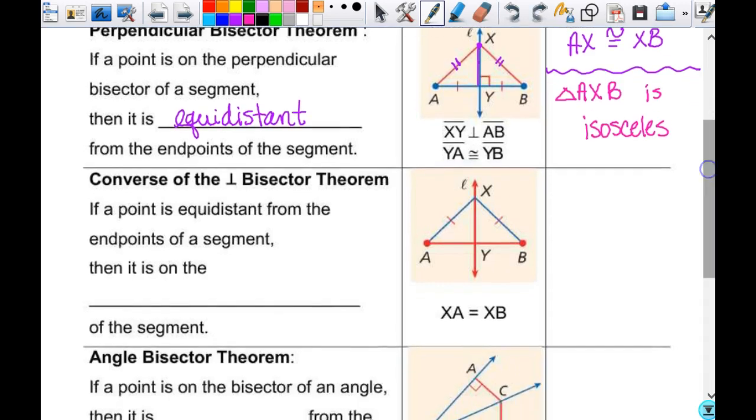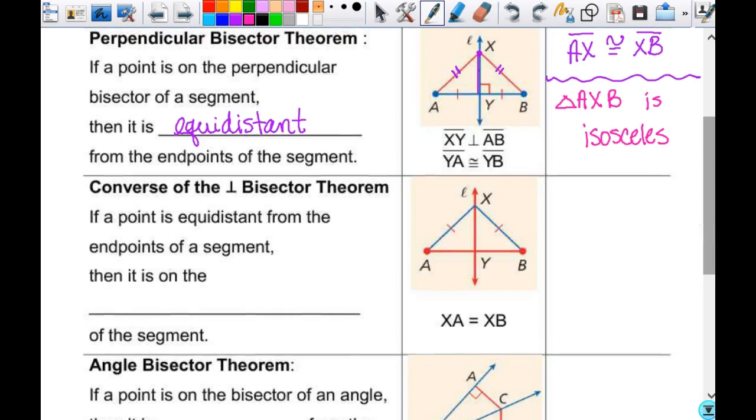All right, so then we have the converse. Remember, the converse just works in the opposite way. So now this says, instead of saying if it's on the perpendicular bisector, then it's equidistant, this says if a point is equidistant from the endpoints of a segment. So what we know here is we've got this segment here. This point X is equidistant from the endpoints. That means it is on the perpendicular bisector of the segment.